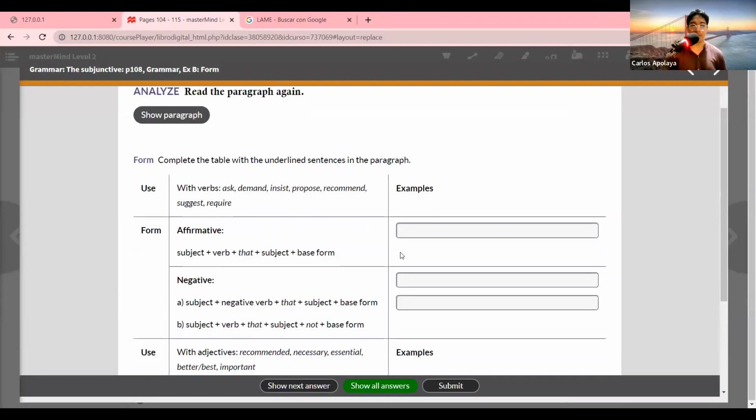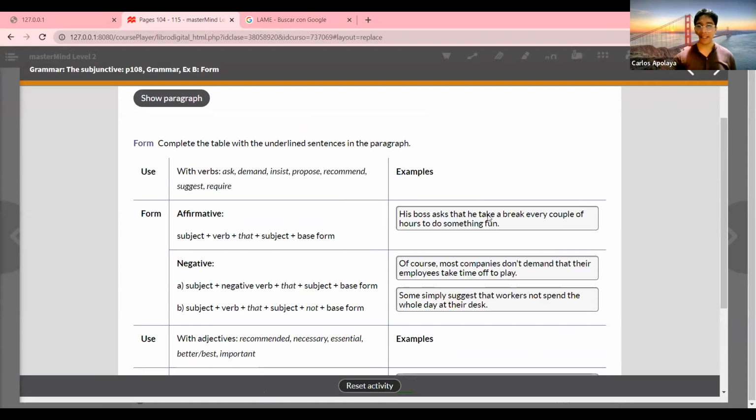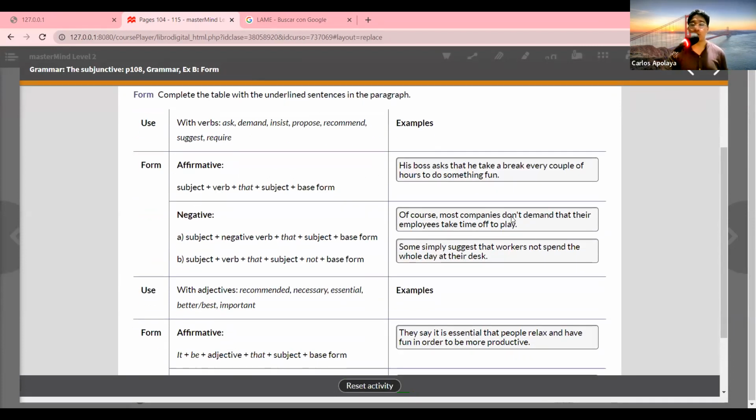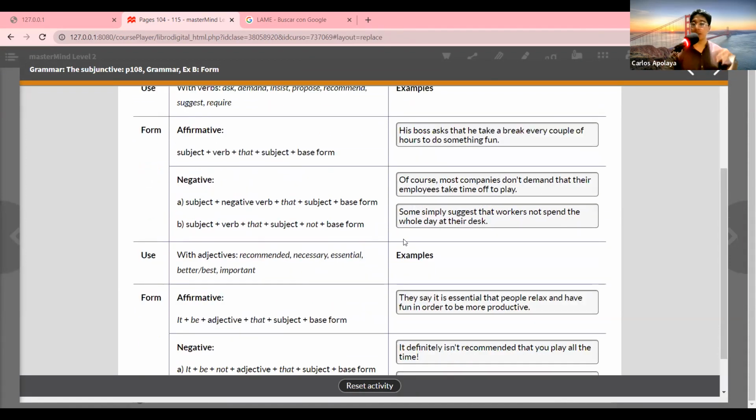It says, look at this, guys. Remember the verbs: ask, demand, insist, propose, recommend, suggest, and require. Remember that we always use this rule when we have these sentences. His boss asked that he take. Negative: don't demand that their employees take time off, or not spend. Super simple. And with the verbs, we have "it is essential," let people relax, or in negative, not to work. Did you understand this grammar, or do you want me to explain again?